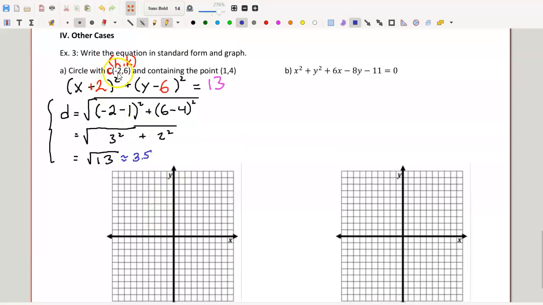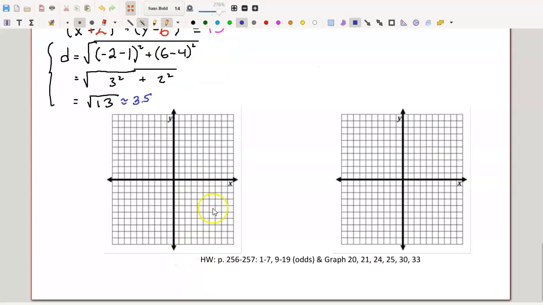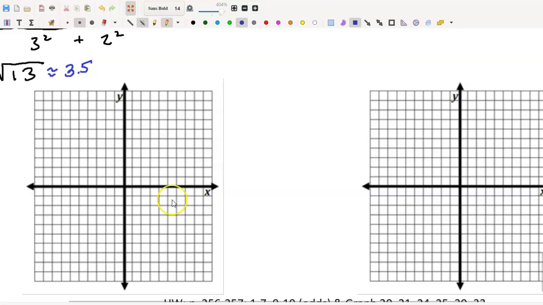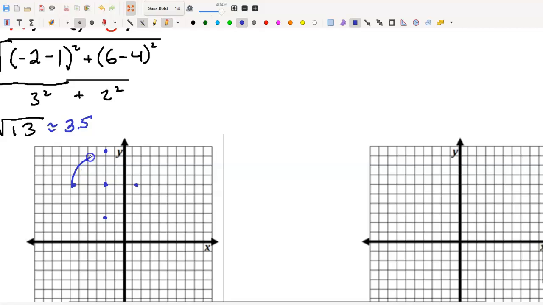Let's see here. Center is at -2, 6. So I'll go, make this bigger. So -2, 6. Right here. Left 2, up 1, 2, 3, 4, 5, 6. There. And then from there, I'm going to go up 3.5 each direction. Up 2, 3.5. 1, 2, 3. 1, 2, 3.5. Now, as you're drawing this, you're like, oh, is it like this? Or am I doing this? You might get a funky looking circle.